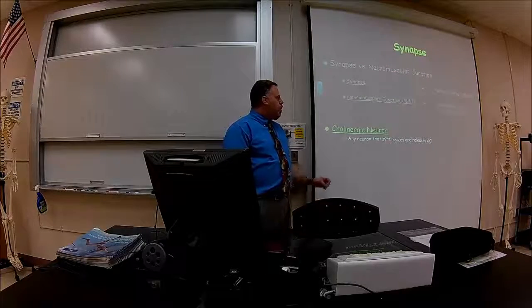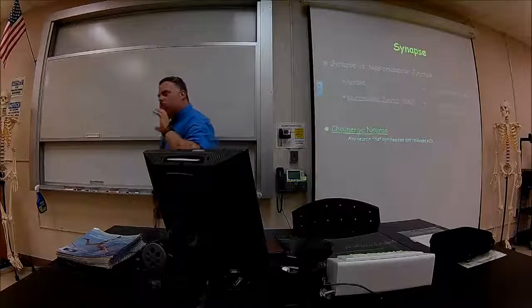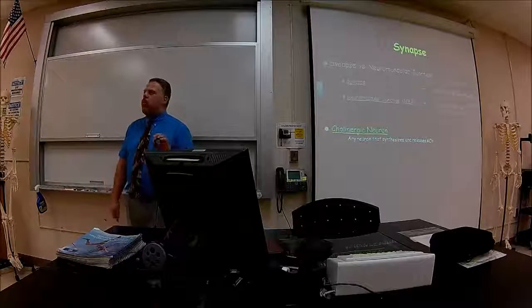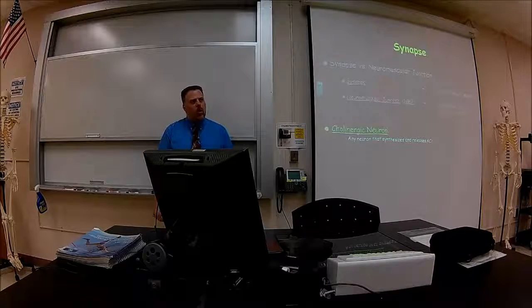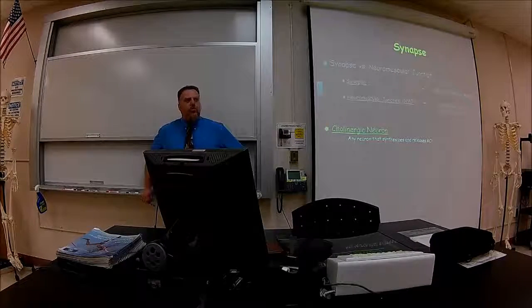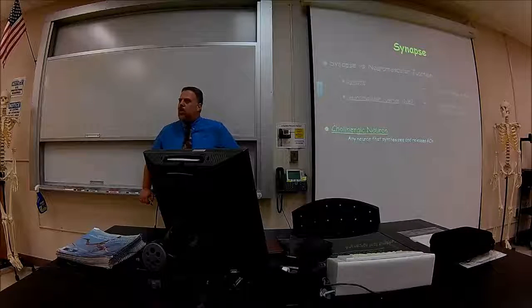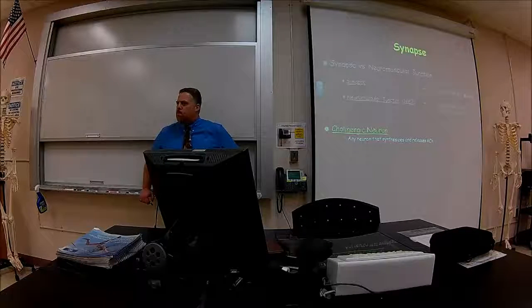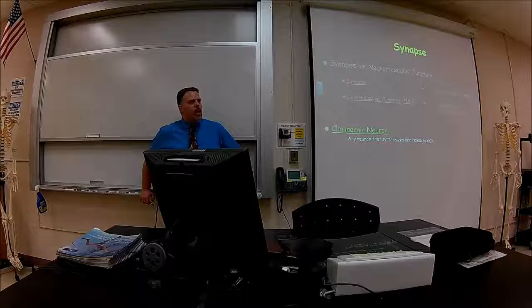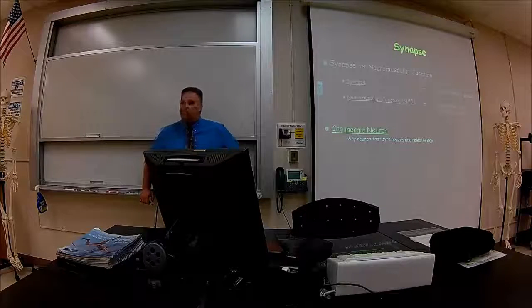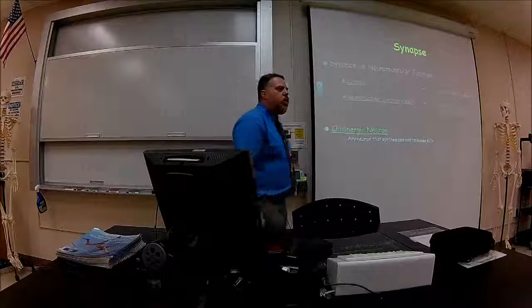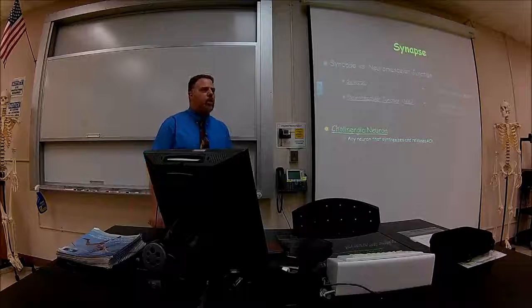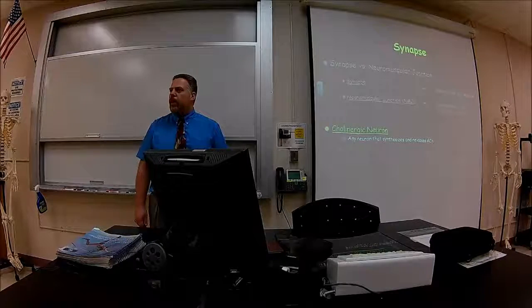Keep in mind that at the synapse of a neuromuscular junction, acetylcholine is the neurotransmitter that's going to get released. So here's a new term for you. Any neuron that releases acetylcholine is known as a cholinergic neuron. You're going to see that quite often. When we get into the autonomic nervous system, you'll see it a lot there too. So we just refer to it as a cholinergic neuron: any neuron that releases or secretes acetylcholine as its neurotransmitter in its synapse.